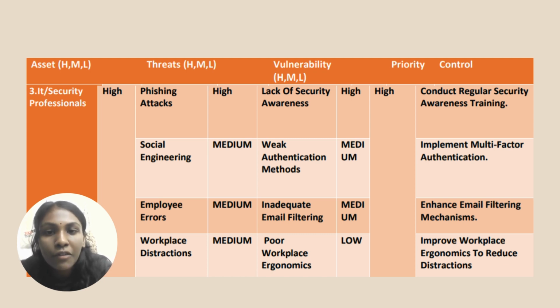So the priority level for this asset is high, and we also implemented four controls. The first one is conduct regular security awareness training. Second is implement multi-factor authentication. Third, enhance email filtering mechanism. And the last one is improve workplace ergonomics to reduce distraction.